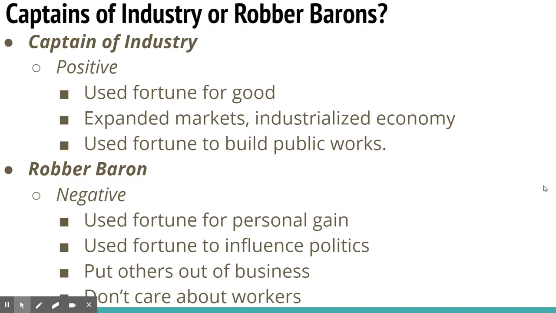They were called by two different names: captains of industry or robber barons. Captain of industry is a positive term. It means they're using their fortune for good. They're expanding the economy and providing jobs. When Rockefeller opened up an oil refinery, that's thousands of jobs in an area, and that's a good thing. It expands the economy and provides new products. They would use their fortunes to build public works like Carnegie Hall and Carnegie Mellon University. They would build all kinds of parks, concert halls, and schools, and then just give them away to cities.